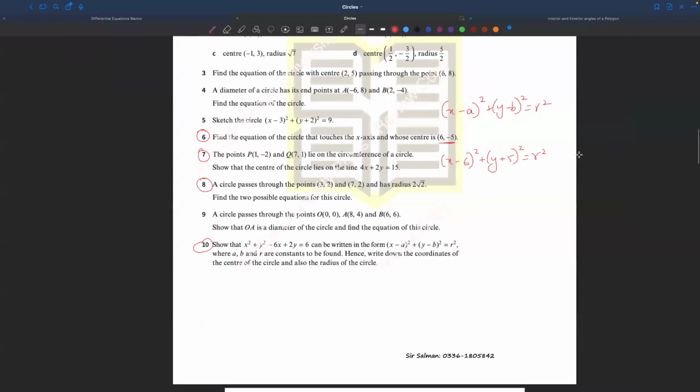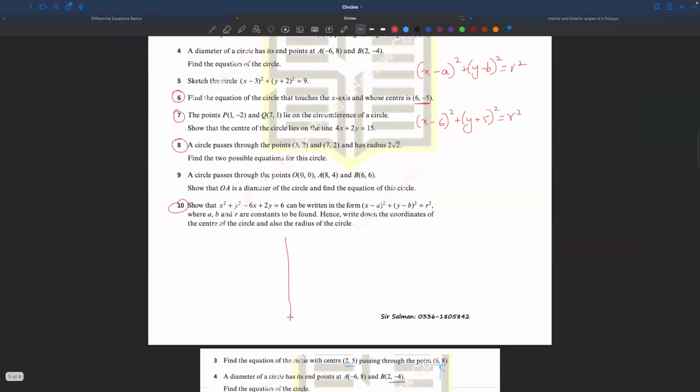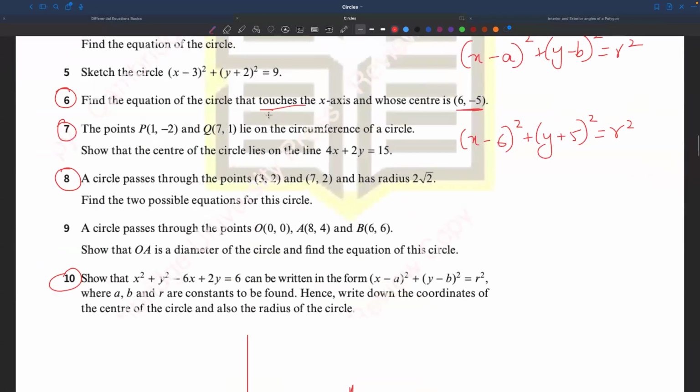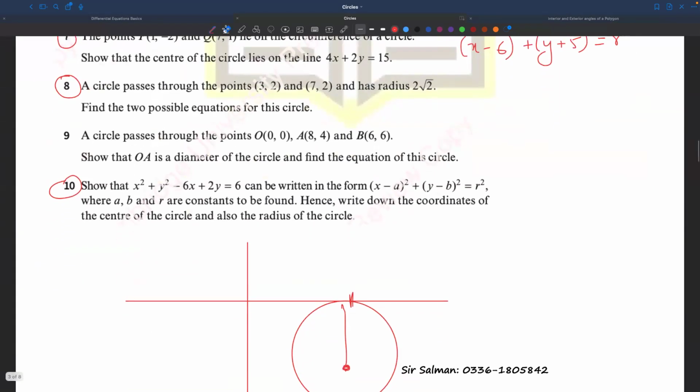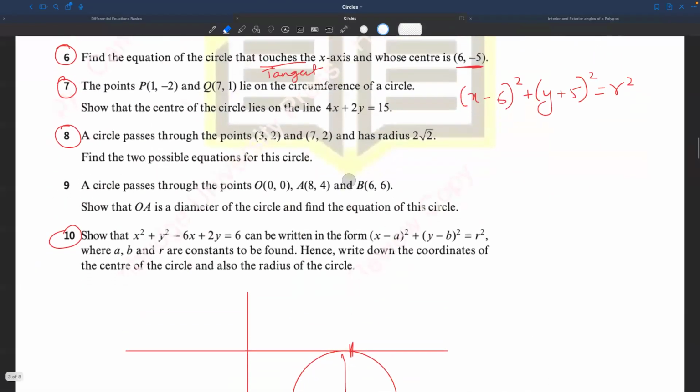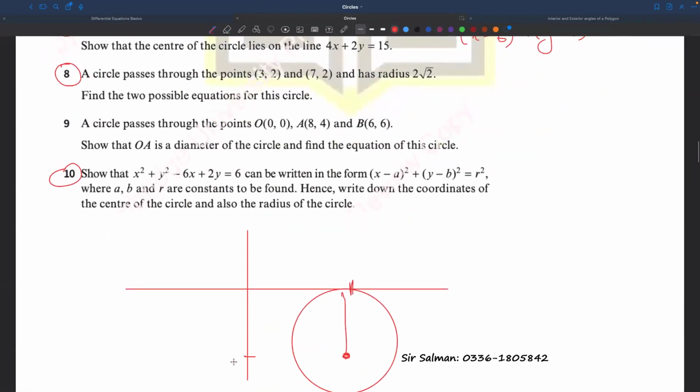Okay, now whose center is 6 comma minus 5. So 6 comma minus 5, this is my center, and the circle touches the x-axis, so the radius is visible, this will be it. समझ में आ रही है? If it says touches, remember beta, touches means it's a tangent, right? So I know already that my radius will be 5 because this point is 5, right? So radius will be 5.